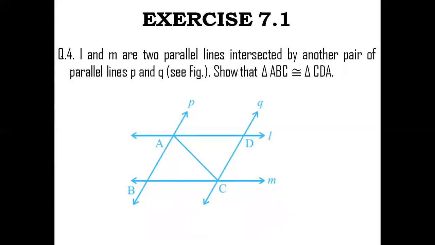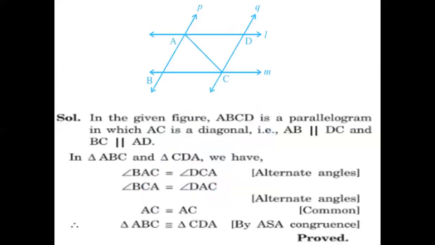Yes, it is very clearly mentioned that L and M are parallel lines, and through these parallel lines pass another two parallel lines P and Q. Now, what are we asked to prove? We have been asked to prove that triangle ABC is congruent to triangle CDA. You can also look into the figure. Yes, we have got a triangle ABC. We have to prove that this triangle ABC is congruent to another triangle given in this part of the figure, that is triangle CDA. Let us quickly get to the solution.